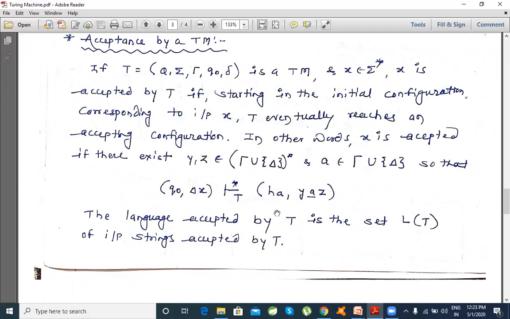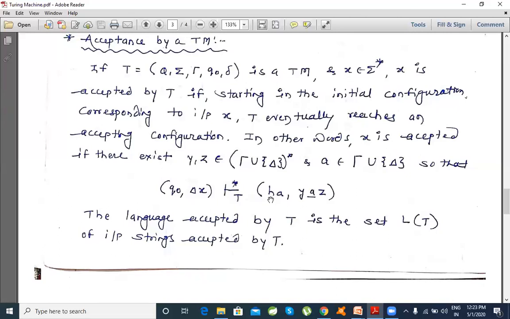What is an accepting configuration supposed to be? You are in an HA state. After consumption of all the input, after all the processing of your Turing machine, if the last state you will be in is HA, accept, halt with accept, then we conclude that the string is accepted. We won't care what is available on the tape. We only go across.